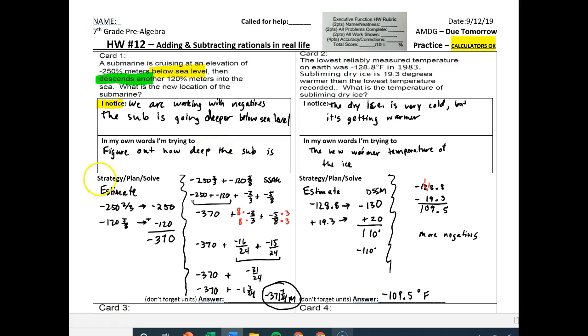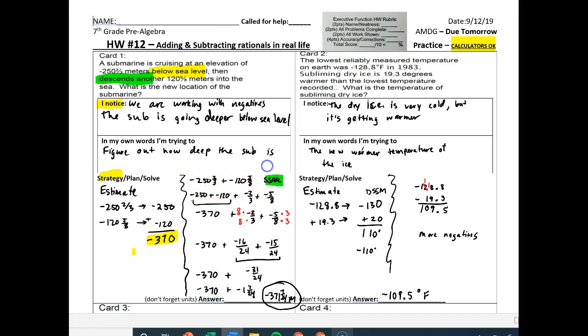All right, so for strategy, I start off with an estimate. Negative 250 and 2/3, that's just negative 250. Negative 120 and 5/8, so I'll just call that negative 120. So my estimate is about negative 370. If I'm getting somewhere around there, I know I'm right. If I'm getting way too big or way too small from there, I know I am completely incorrect. So negative 250 and 2/3 plus negative 120 and 5/8.